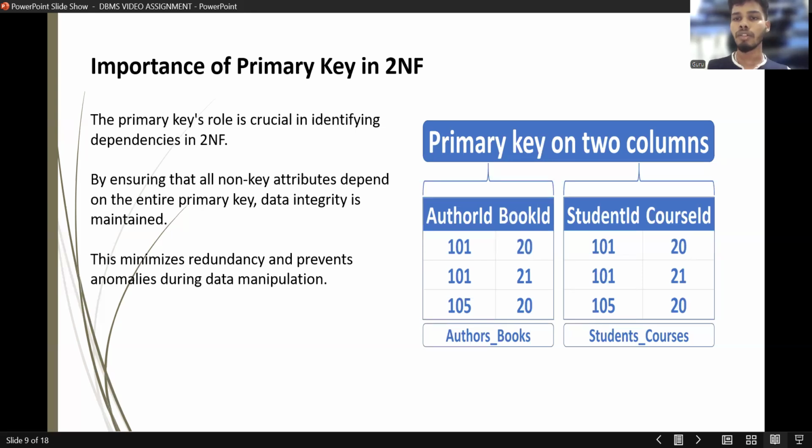So this is a primary key of two columns, author ID and book ID, and the second table has student ID and course ID. The author ID values are 101, 101, 105. The student IDs are 101, 102, 105. The book IDs are 20, 21, 20. So these are the two composite primary keys, showing how, in second normal form, the attributes depend on each other.